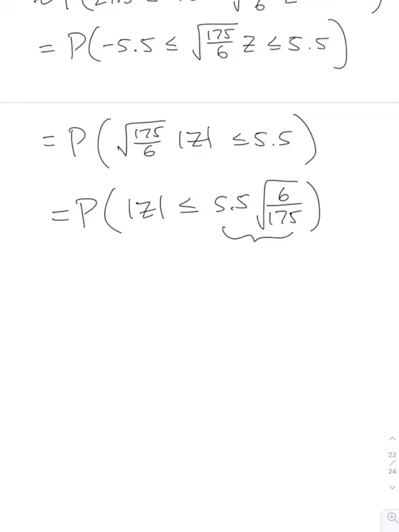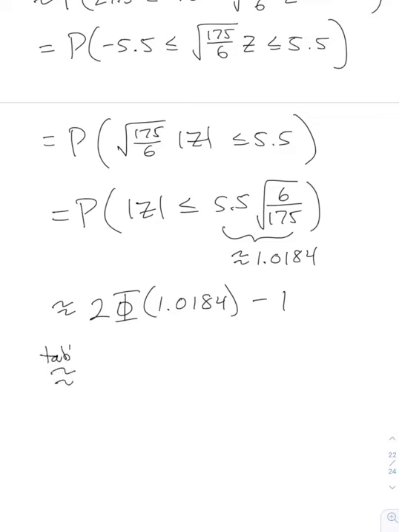This now, if you get out the calculator, is approximately 1.0184. So this is going to be approximately, like we did before when we looked at the graph of the bell curve, 2 times phi of 1.0184 minus 1. And then you get out the table to approximate the phi value, and this is approximately 0.692.